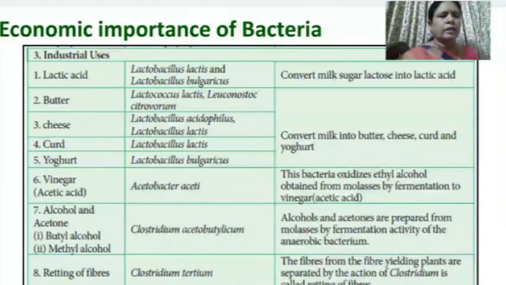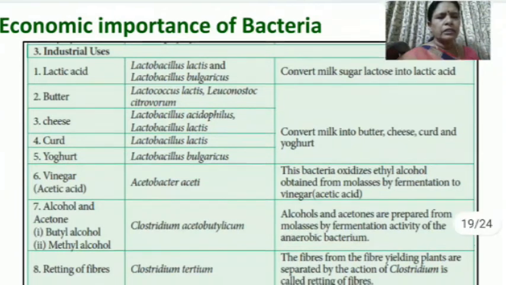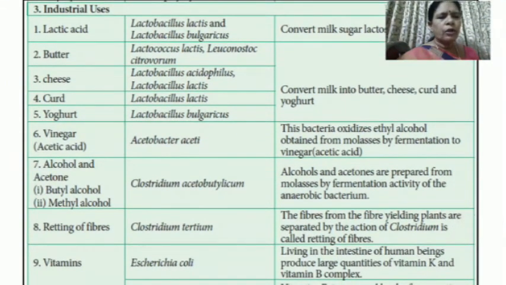Lactic acid bacteria convert the milk sugar lactose into lactic acid. And you can see the conversion of milk into butter, cheese, curd and yogurt. And vinegar: this bacteria oxidizes ethyl alcohol obtained from molasses by fermentation to vinegar, that is acetic acid. Like this, each bacterium is doing one work. And alcohols and acetone are prepared from molasses by the fermentation activity of the anaerobic bacterium.